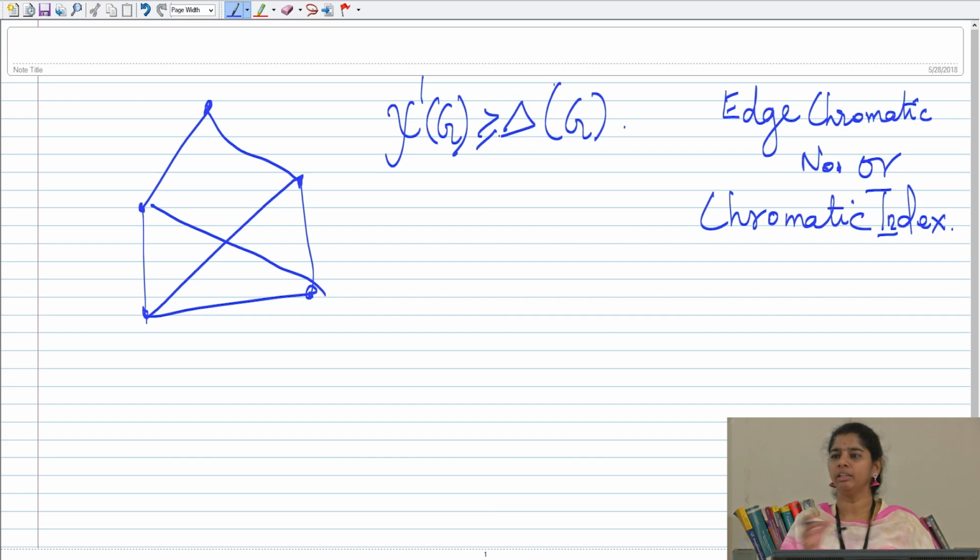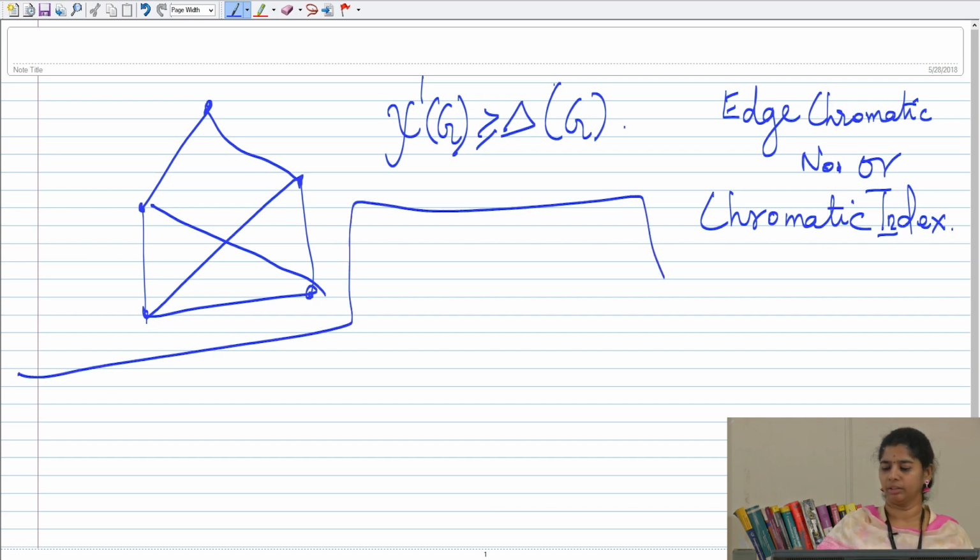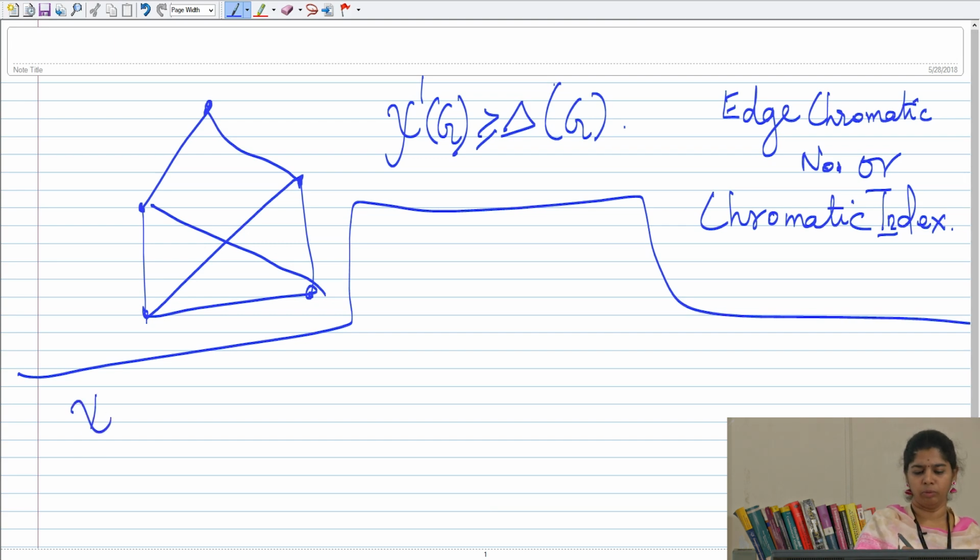Can we connect anything like we did in the previous case with the clique? Here can we do something with that? Before we go into that, let me put up some standard questions. What about chi prime of Kn?